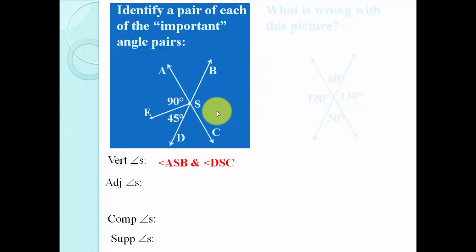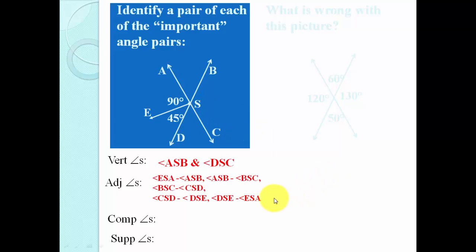Next we have adjacent angles. There are a lot of adjacent angles. So look to see if your answer falls in any of these pairs. Angle ESA, angle ASB, and so on. There are 5 different possibilities that you could have picked. Remember, it's okay for the E and the A to be switched. The S just needs to be in the middle. So you may have a different answer than this if you just switch the first and the last letters.